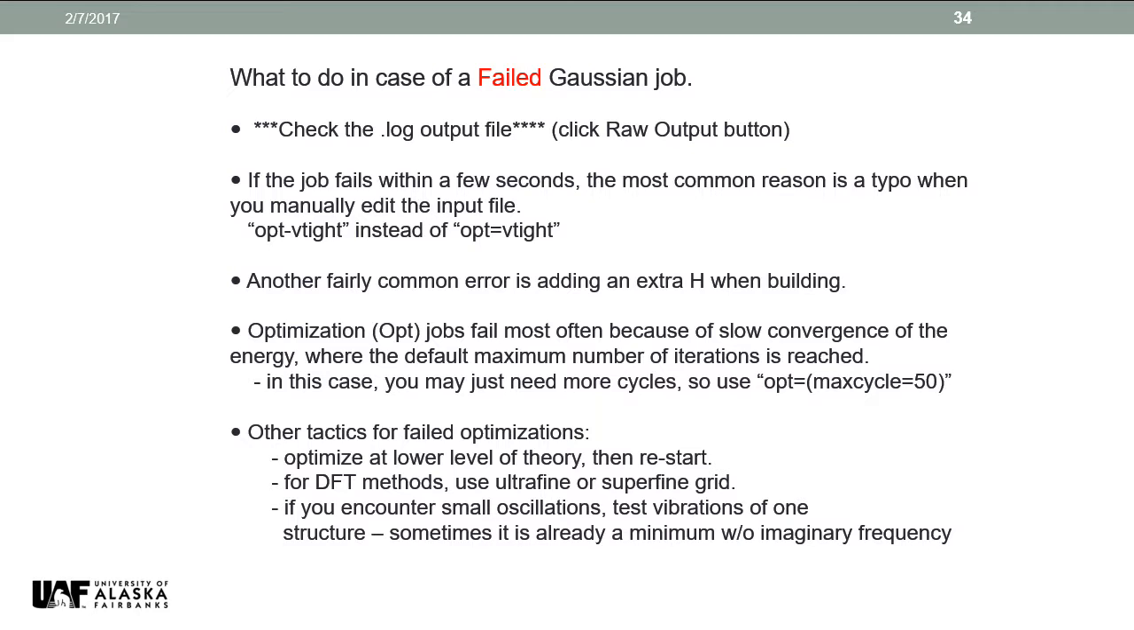For optimizations that fail to converge, the remedy may be to just restart where you left off to give the system more cycles, or re-optimize at a lower level of theory, say PM6, then restart at the desired level of theory. In the case of hydrogen bonded complexes or van der Waals complexes or transition states, try using integral=grid=ultrafine or superfine. This may be helpful. Lastly, if you find your structure oscillating at the end of the optimization, try doing a frequency calculation on one of the structures. It may already be an energy minimum with all real vibrational frequencies.